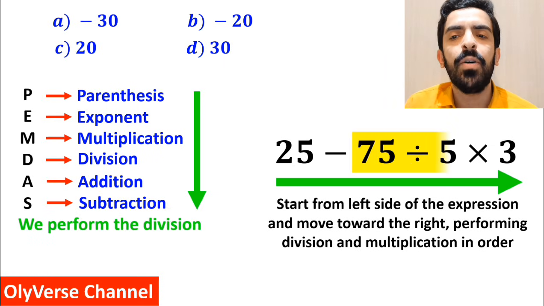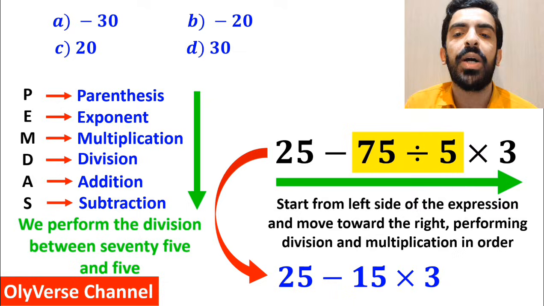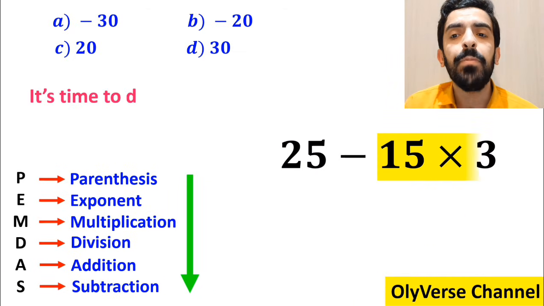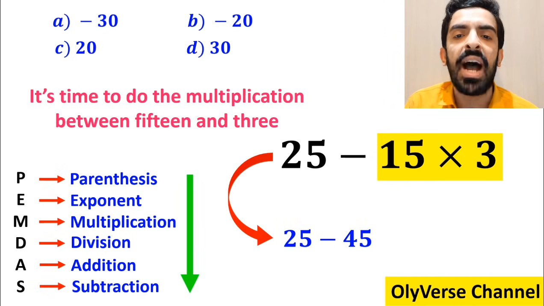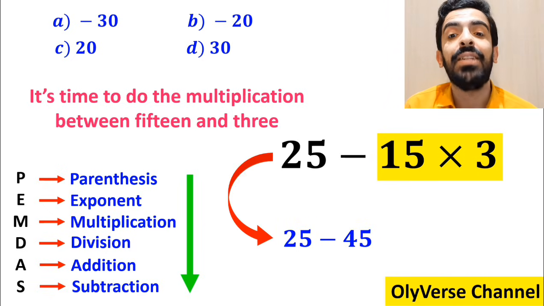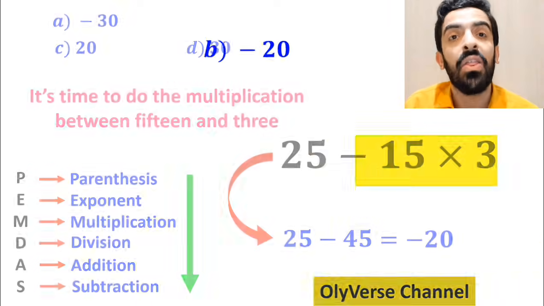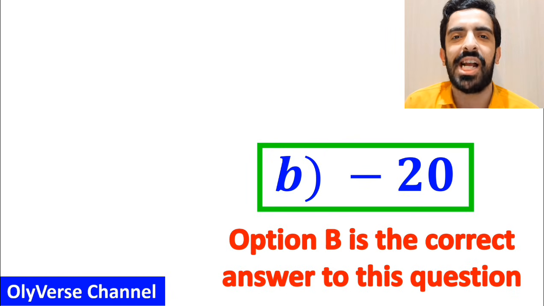So, first we perform the division between 75 and 5, and this expression simplifies to 25 minus 15 times 3. Now, it's time to do the multiplication between 15 and 3, which gives us 25 minus 45. And finally, the value of this expression is equal to negative 20. Therefore, option B is the correct answer to this question.